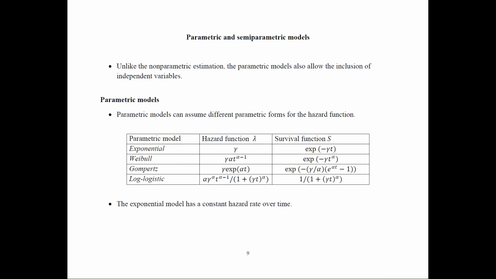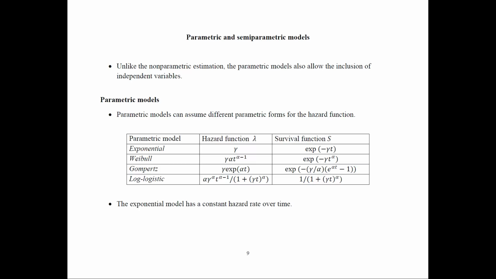So now we will switch gears and we will talk about the parametric and semi-parametric models. Once you have looked at the shape of these hazard functions, survival function, and so on, then you can go ahead and include some additional independent variables that may affect those functions. So we will consider several parametric models, and they assume different parametric forms for the hazard function.